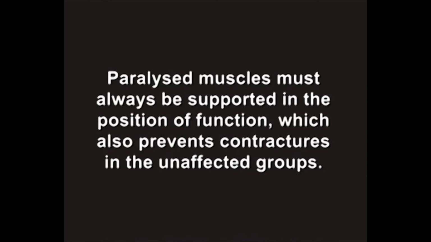Coming to the summary, knowledge of the position and action of various muscle groups is of extreme importance to a physical education student, as unequal muscle pull is one of the most common causes of deformity. Paralyzed muscles must always be supported in the position of function, which also prevents contractures in the unaffected groups. The practical applications of efficient splintage can only be achieved by an intelligent understanding of muscles.